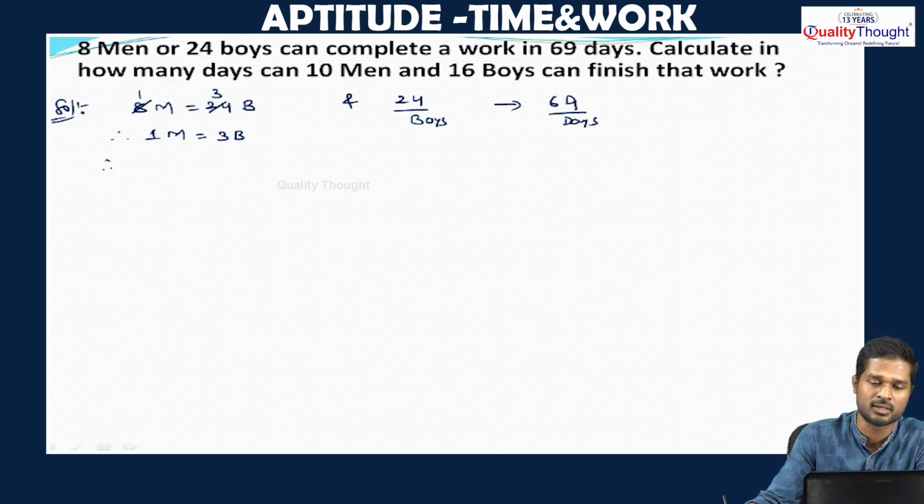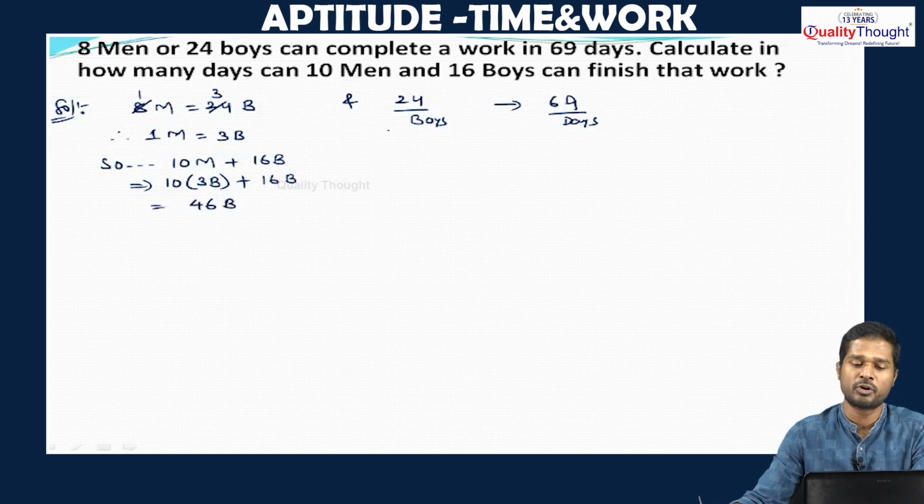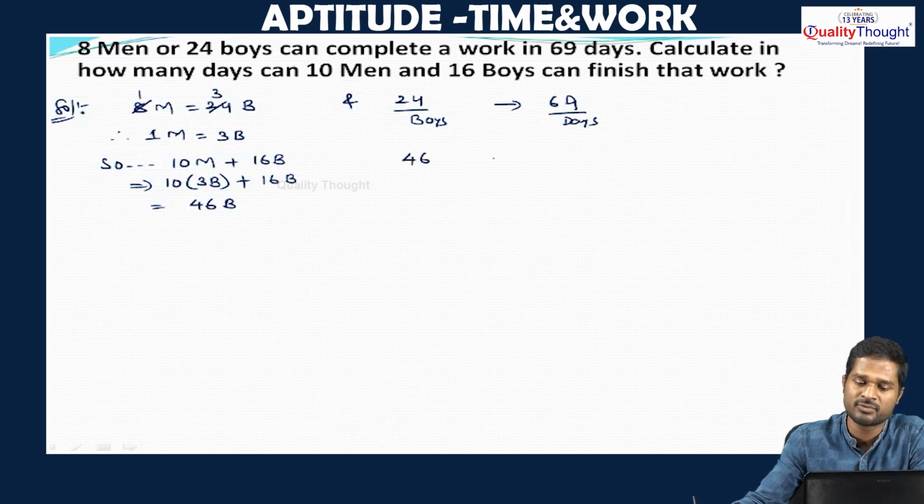Now, see how we will convert this. Let us see what he has given. I will write here 10 men plus 16 boys. So, 10 men and 16 boys, that means 10 into 1 man's capacity, which is 3 boys' capacity, plus 16 boys. So, this is 30 boys plus 16 boys, that is 46 boys. Now, 24 boys can complete the work in 69 days, then 46 boys will complete the work in how many days?